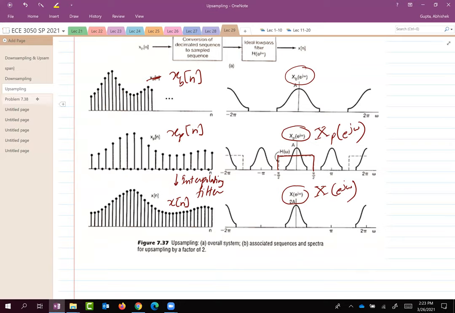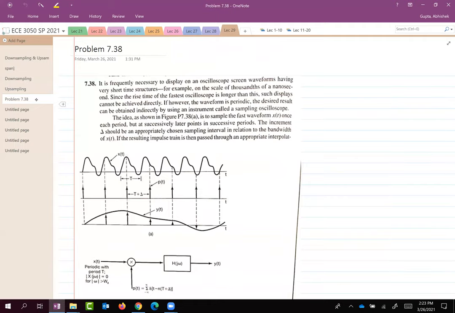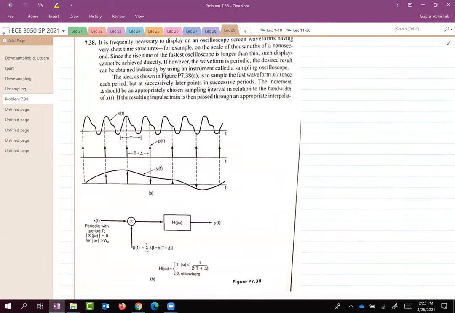I'm going to talk about problem 7.38, which is something that many people came to my office hours to ask questions about. Also, some people have uploaded their solutions, but their solutions are wrong. So I think it's important that you understand what this particular problem is trying to do. This problem is about aliasing.